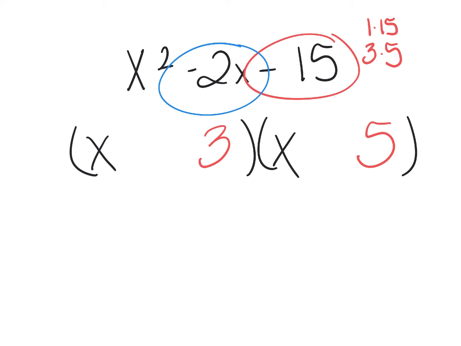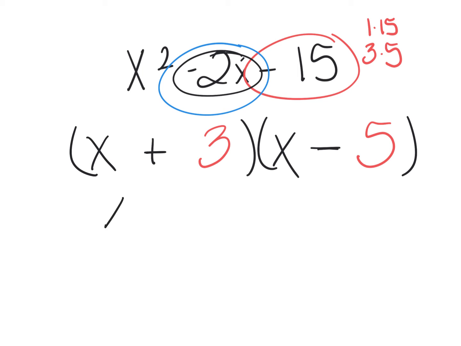Well, my number in here has a negative sign, so my biggest number inside of my factors needs to have the negative. You could always double check. Plus 3x, negative 5x will in fact give you that negative 2x there. So we're good to go ahead and start solving.